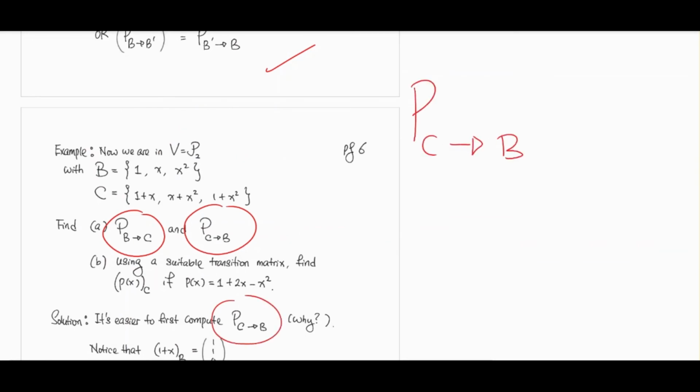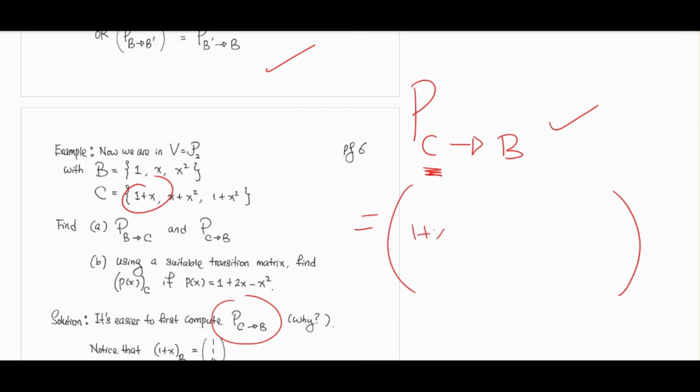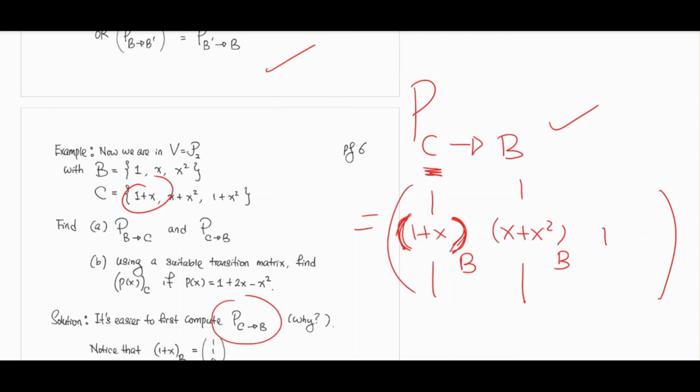This transition matrix right here is very easy to compute. Why is that so? Because in order to compute this transition matrix, we will have to take these vectors, 1 plus x, and write the coordinates, not the vector itself, but the coordinates relative to basis B, and put it right here. The second column is the vector x squared, again the coordinates relative to B, and then the third column, you put the coordinates of this vector relative to basis B.